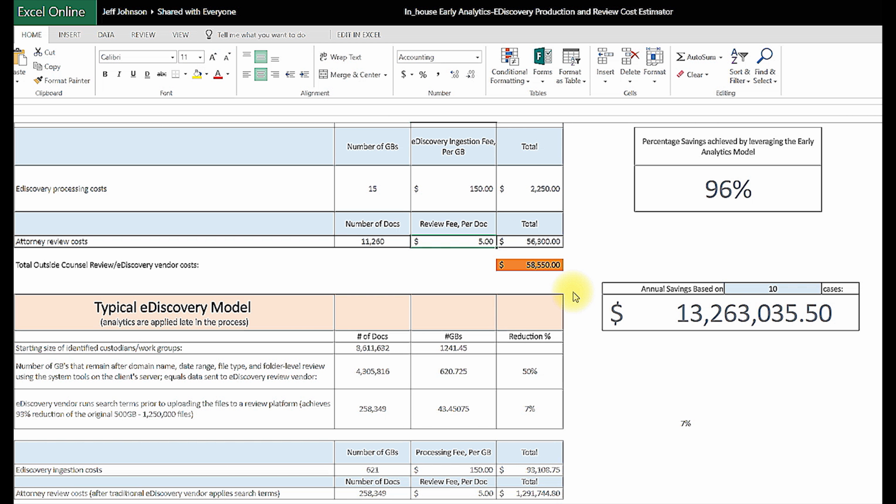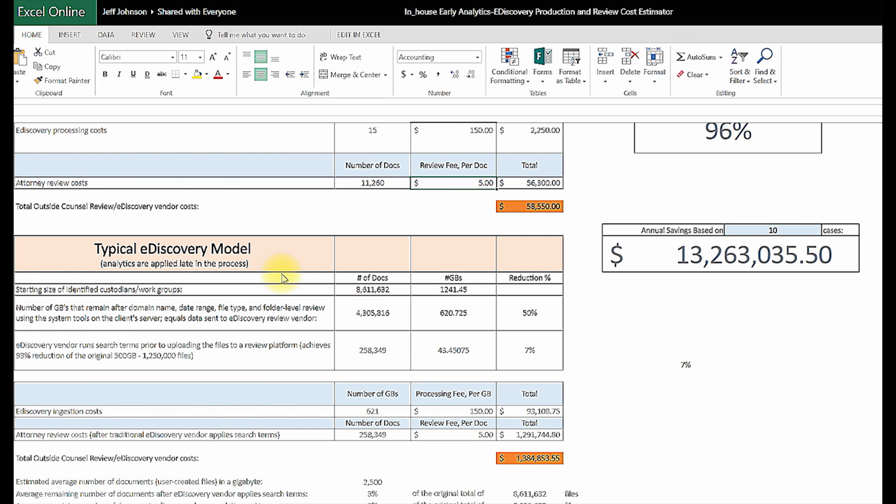Now the alternative model is what we would call the typical e-discovery model, and in the typical e-discovery model, analytics isn't run until the very end of the process. So with early analytics, the analytics and the information reporting is done very early in the process, and with the typical e-discovery model, it's done very late in the process, and of course that has a significant impact on costs.